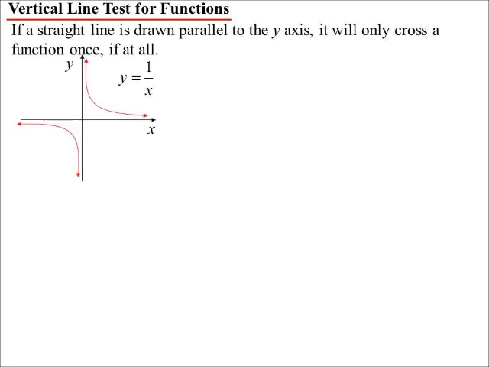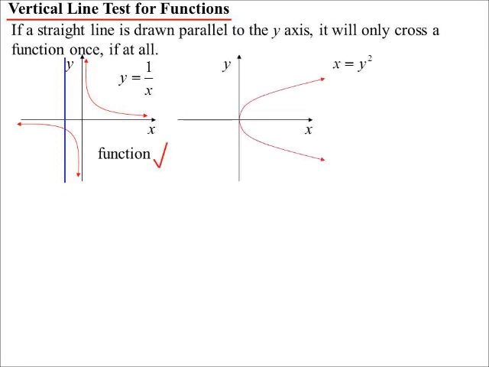So here's our hyperbola, y equals 1 on x. Doesn't matter where I put the line, it's only cutting it once. If I put it at 0, it wouldn't cut it at all. That's okay. We just said it had to be a maximum of 1. So if it doesn't cut it at all, that's fine. So, tick.